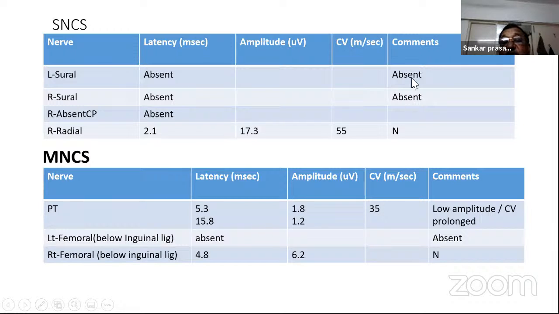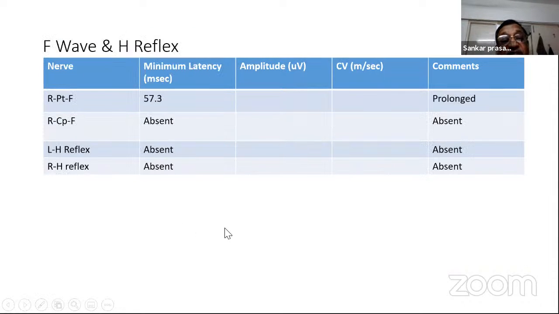Sensory nerve conduction studies: left sural is absent, right sural is also absent, and radial is normal, right? Common peroneal sensory is also absent. The motor nerve conduction study shows the left side posterior tibial has got a low amplitude and velocity is prolonged, and left femoral is absent, right femoral is normal. This is motor nerve conduction studies. And F waves and H reflex. Left H reflex, right H reflex is absent both. The right side F is prolonged and the posterior tibial F is prolonged and common peroneal F is absent.